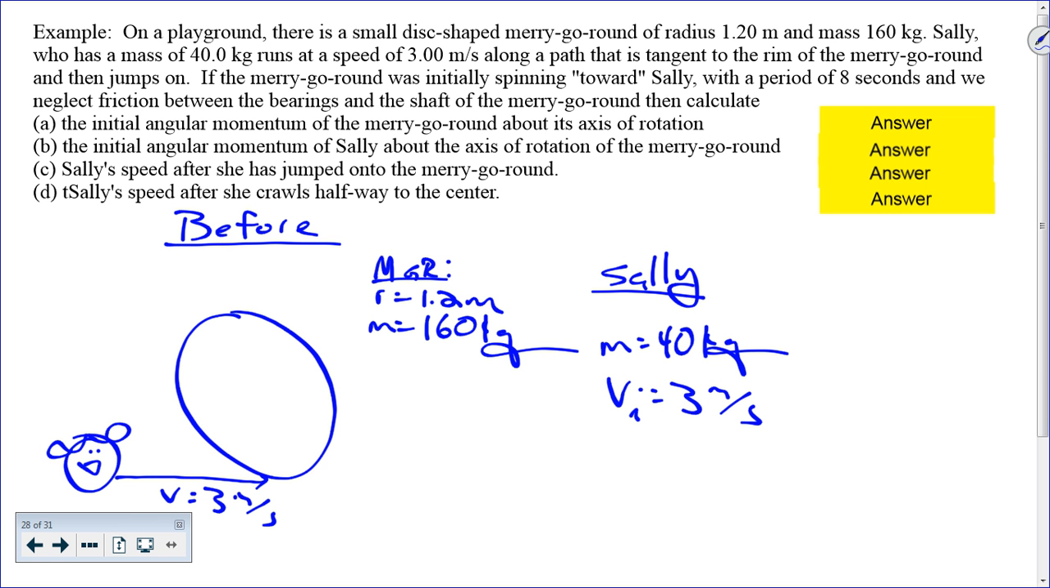Cool? All right, so everybody good so far with what's going on? So she's going to run. This is like a top view. So she's going to run along and jump onto the merry-go-round.